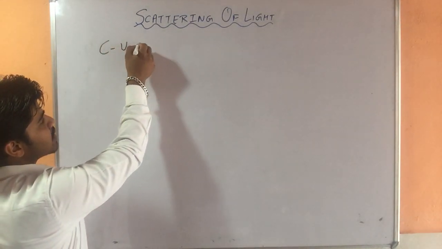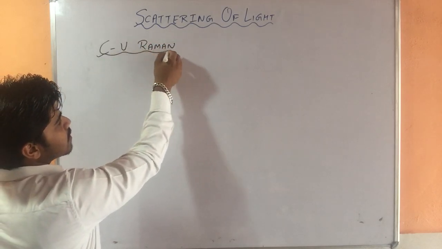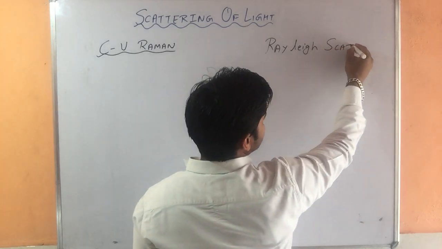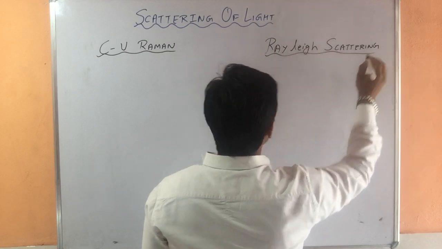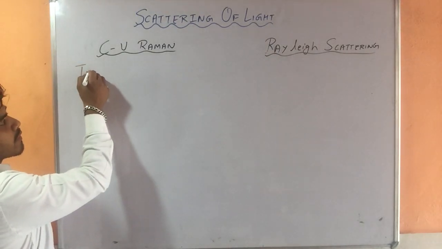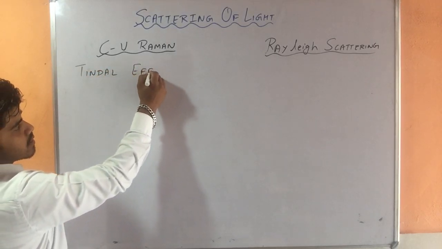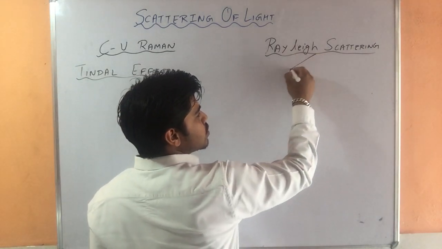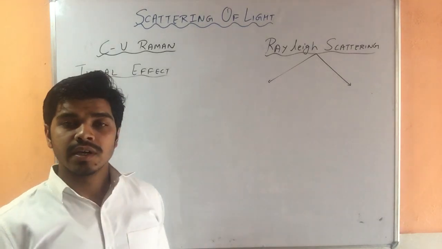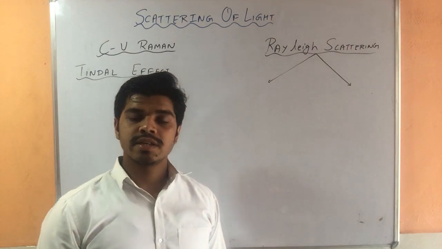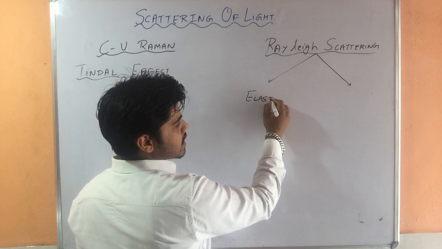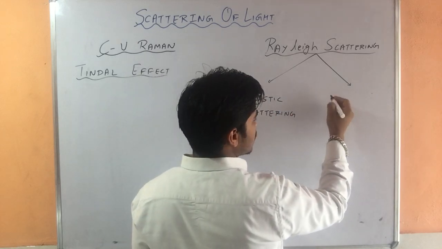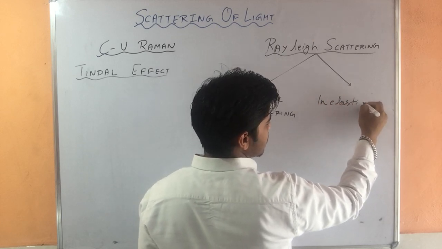One is C.V. Raman and the other is Rayleigh scattering. C.V. Raman gave an effect named the Tyndall effect, and Rayleigh is a scientist named for the special difference he created in scattering phenomena, that is elastic scattering and inelastic scattering. Elastic scattering and inelastic scattering, how will they be differentiated? Let us clear all these facts related to scattering, elastic and inelastic scattering.